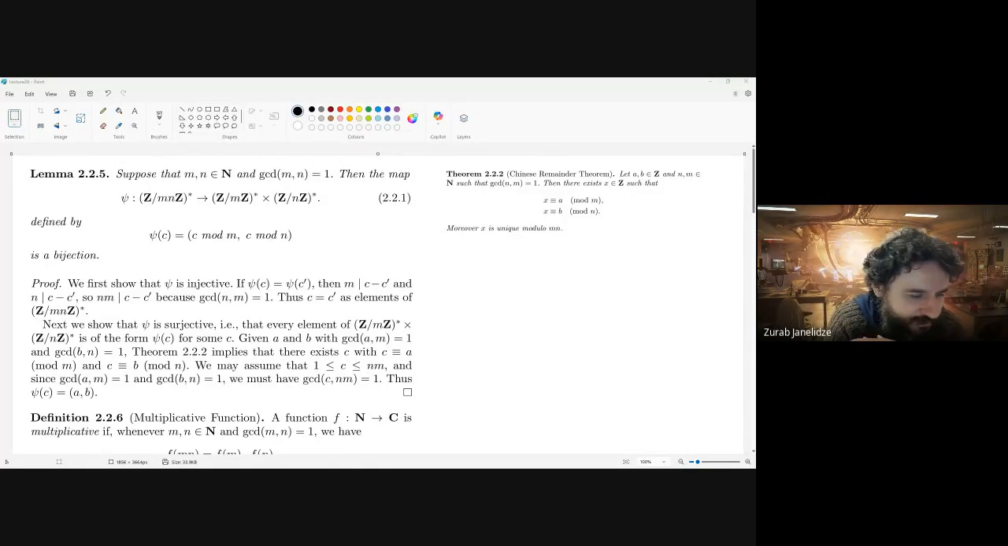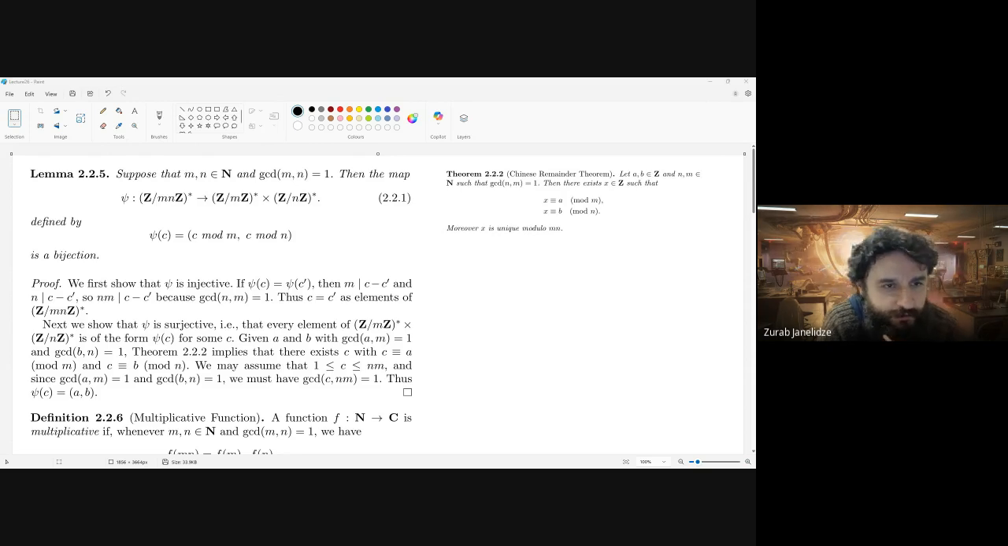Welcome to this lecture where we're going to be looking at the proof of lemma 2.2.5 from our textbook. We've already discussed this lemma in the previous lecture, and now we're going to see how we can prove it. In fact, this lemma relies heavily on the Chinese remainder theorem that we already proved previously. We will see in the proof how we can almost immediately get the lemma from the Chinese remainder theorem.